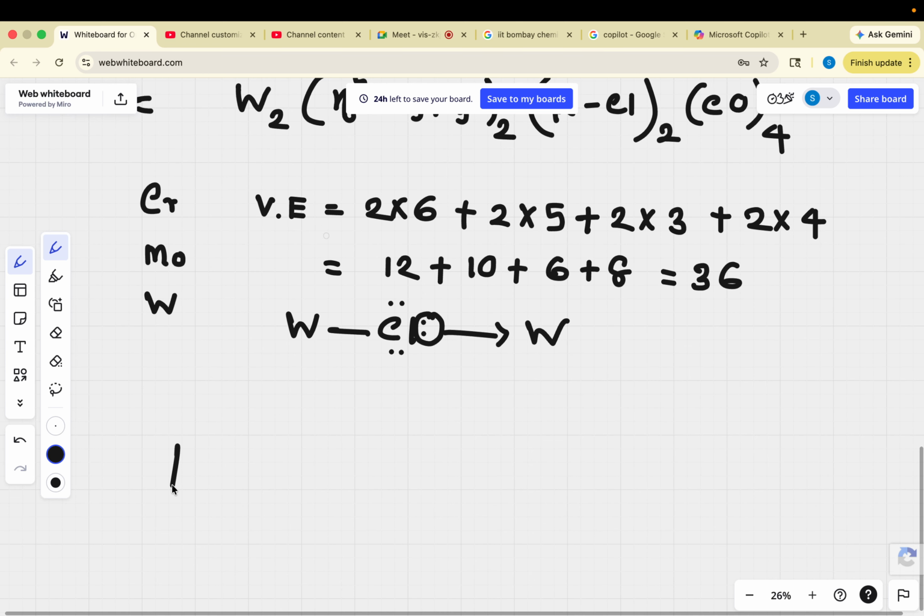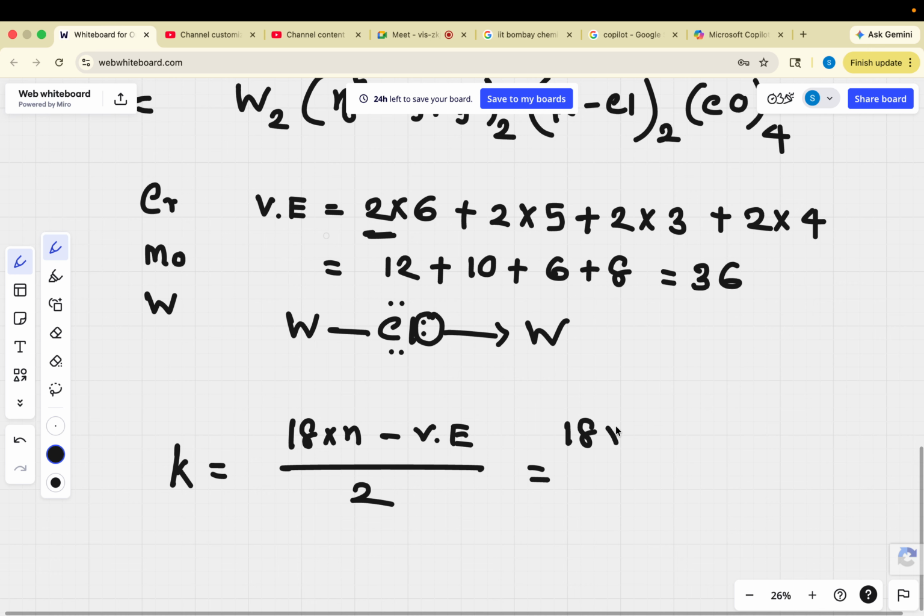So at that time what will be this kappa value? What is the formula we have? 18 into n minus valence electron, divided by 2. How many metal centers do you have here? 2. So it will be 18 into 2 minus valence electron, which is 36, divided by 2, so it will be 0. So here you will have 0 metal bonds. Is it clear? Yes, sir, clear.